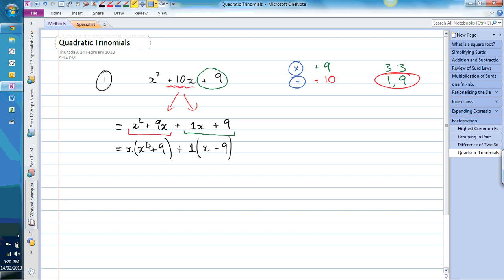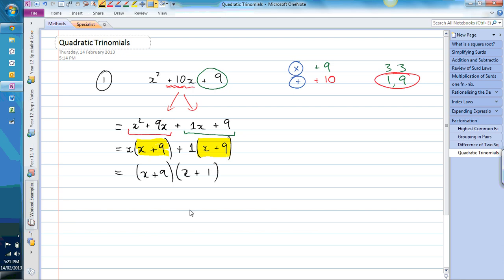And we can see here that we do get that nice repeated term in the brackets. So just like grouping in pairs, I can pull that out the front, and I end up with this in my factorized form.